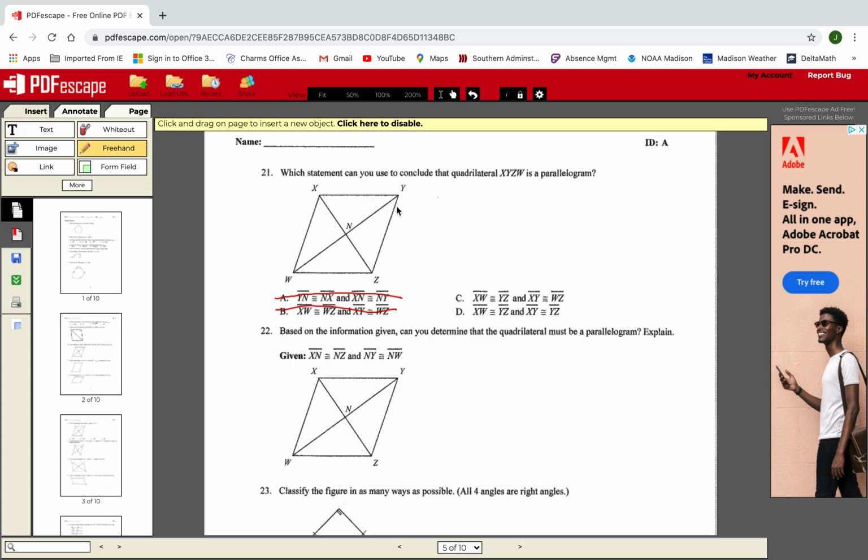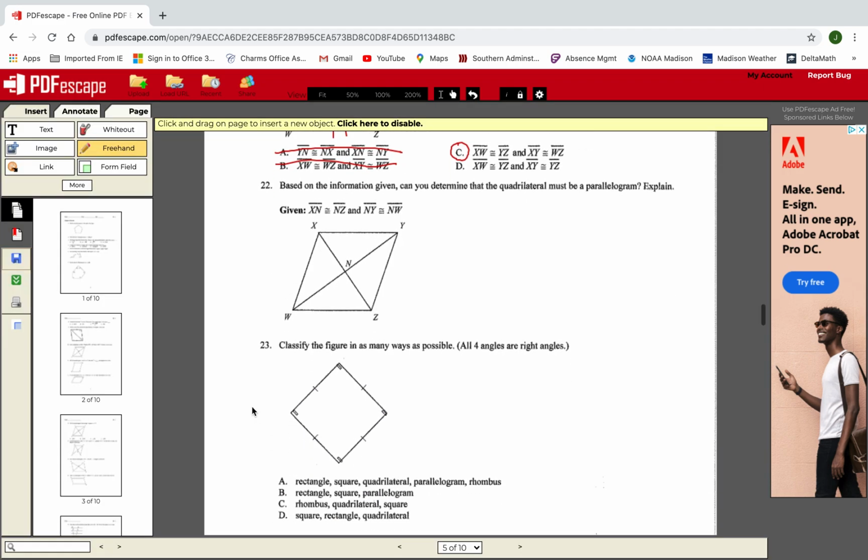Looking at C, it says that XW equals YZ. Well, that's true. Those are opposite sides. I'm going to go ahead and mark those on my figure. And it says that XY equals WZ. That is the other pair of opposite sides. So C then is our correct answer. If you want to look at D, the second part of D says that XY equals YZ, and those are not opposites. It's definitely C.